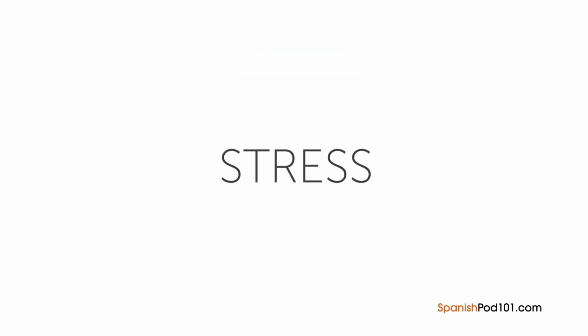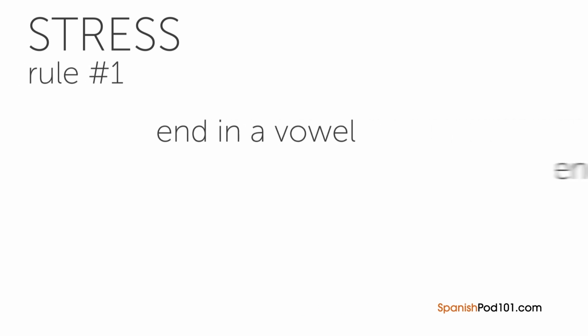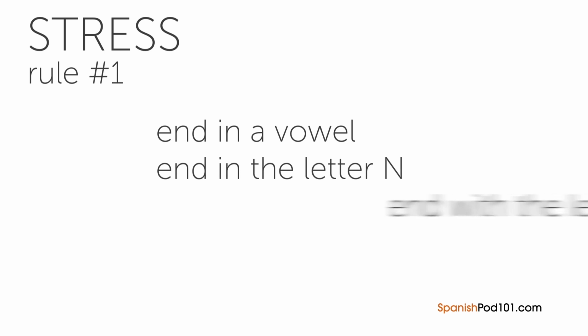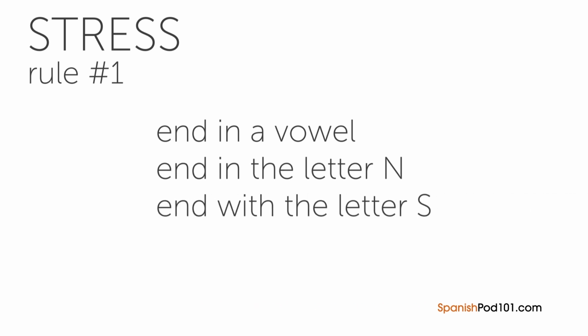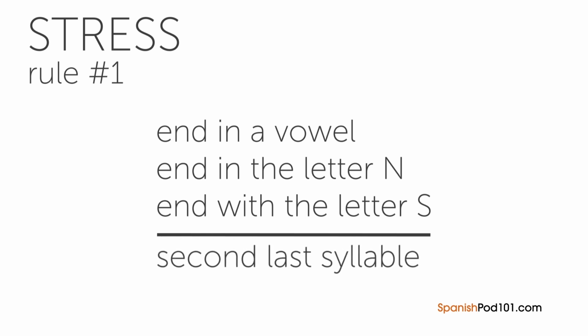Let's cover stress first because it'll help us better understand accentuation later. Like English, Spanish places stress on specific syllables in a word. There are generally 2 main rules that govern where the stress is placed in Spanish. The first rule applies to words that end in a vowel, end with the letter N, or end with the letter S. For these types of words, the stress is placed on the second to last syllable of the word.